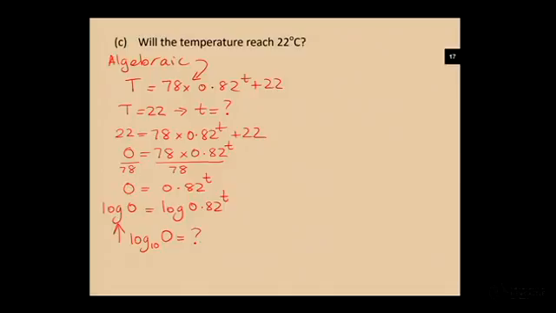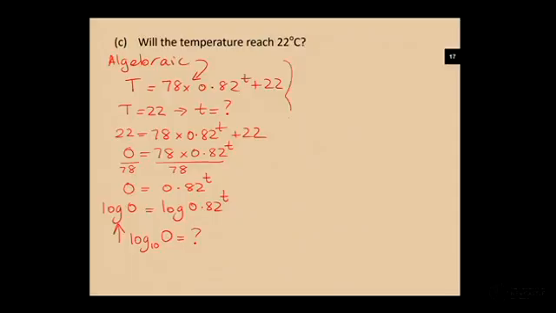10 to the 0 is 1. It's not going to give you that. Put a positive number in: 2s and 3s and 4s. They work, but they don't give you 0. Or try a negative number. What happens to the negative versions? 10 to the minus 1 is 1 over 10. It's not going to give me 0. There is no number I can place here. So algebraically, this has come to the end.